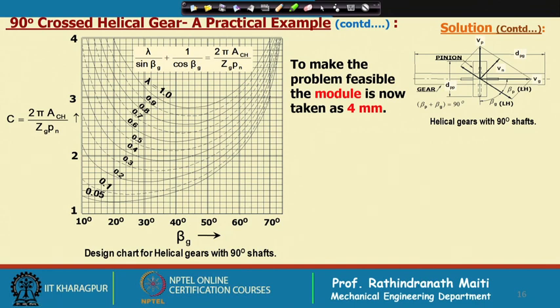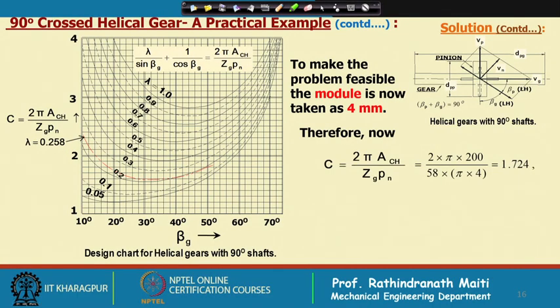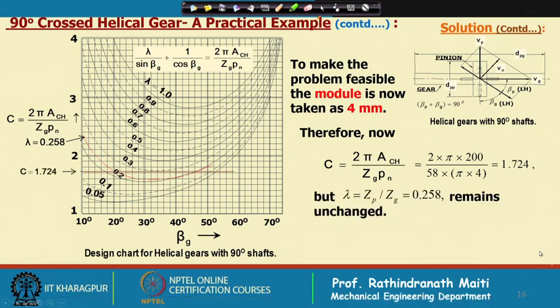So, what we do now, we take module 4. From the strength point of view, maybe we have to take a better material, but it is still possible to have the solution with 4 millimeter module. Now, in that case, the C we calculate is 1.724, because it is changing due to the change in module. In this case, module has changed to 4 millimeter, so this value has increased to 1.724, which gives the straight line here, and the lambda curve is as it is because the gear ratio is not changed.